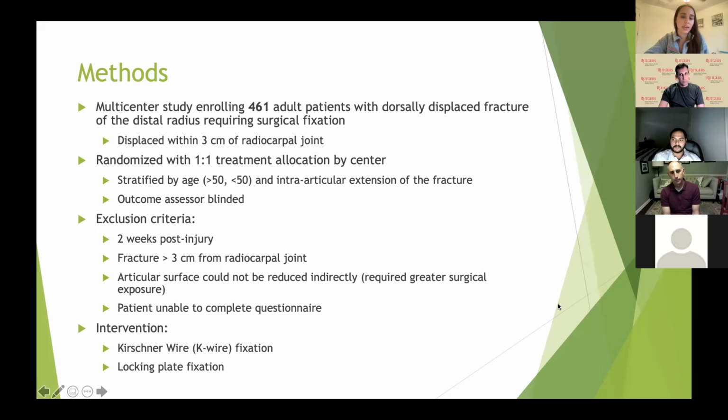There was no blinding of surgeons or patients because that would be impossible, but the outcome assessors were blinded. So when they received the data from the patients, those inputting and recording it did not know which group the patients belonged to. And as I mentioned, the intervention was either K-wire fixation or locking plate fixation using a volar plate.